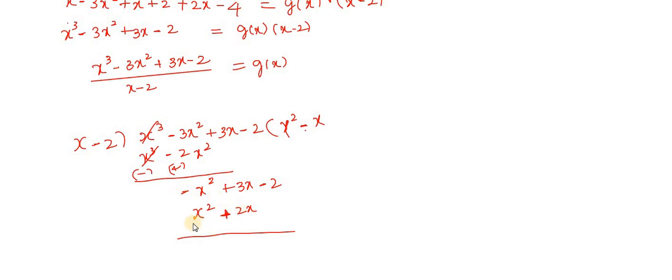Okay, now simplify this. So change the sign. Already here plus is there. So here also minus. So minus into plus, minus x into x, x square. Then minus into minus plus, x into 2, 2x. So then change the sign, plus and here minus, so it will get cancelled. Then 3x minus 2x. 3x minus 2x is x and minus 2.